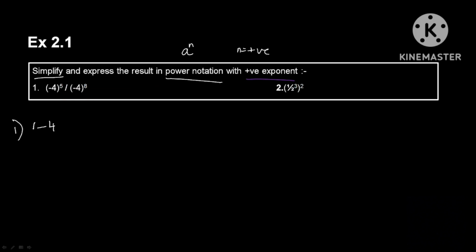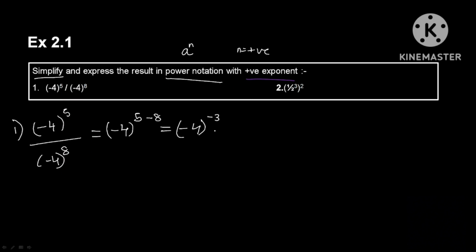Minus 4 raised to the power of 5 divided by minus 4 raised to the power of 8. This we can write as minus 4 raised to the power of 5 minus 8, which is equal to minus 4 raised to the power of minus 3. We got the result in power notation.